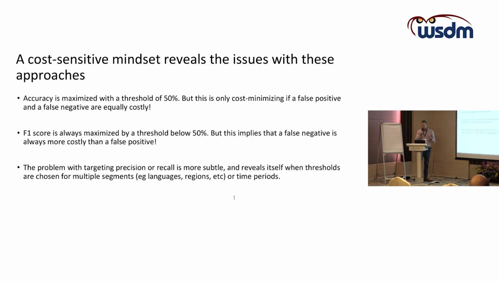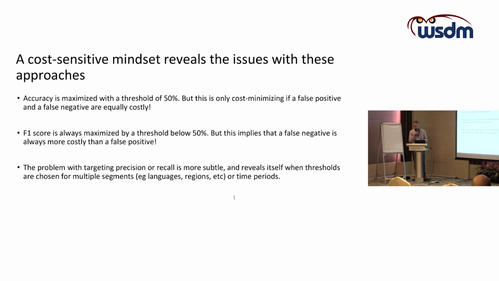F1 score is quite strange. It's always maximized by a threshold below 50%. So it's always implying that false negatives are more costly than false positives. So if you're ever using it in a case where false positives are the more costly error, F1 score will give you some crazy result.